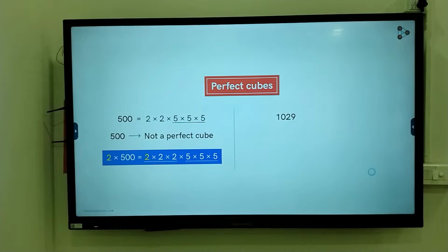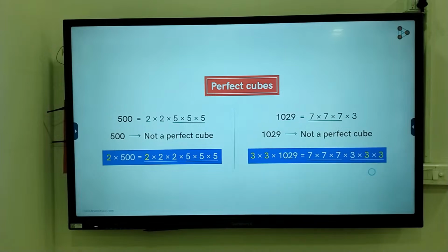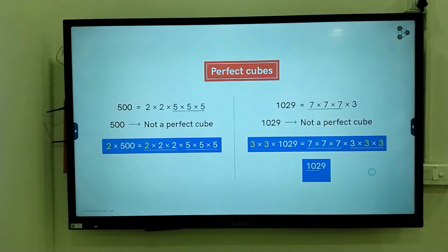Let's find out its prime factors. In the prime factorization of 1029, we see that only 7 can be represented in terms of a cube. Hence, 1029 is not a perfect cube. Now we can multiply 1029 with 2 3's to make it a perfect cube. But there is another way of converting 1029 into a perfect cube. Can you guess? Yes, we can divide 1029 by 3 and make it a perfect cube.